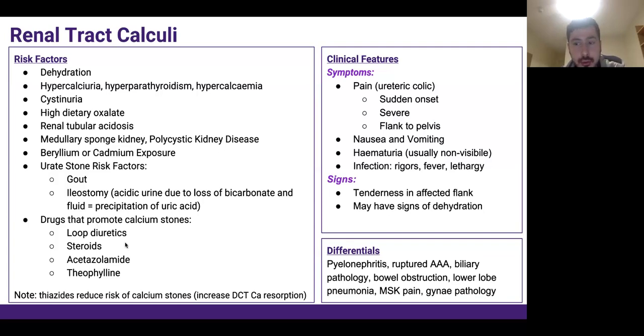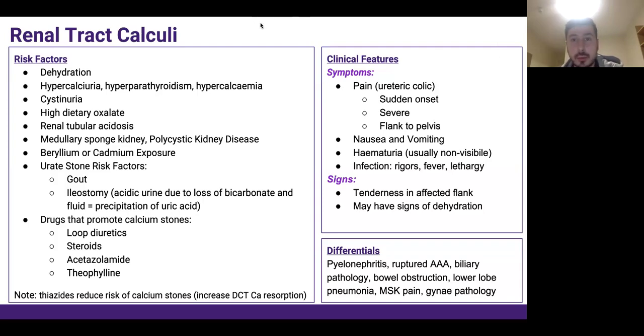So whereas loop diuretics cause more calcium in the urine, thiazide diuretics actually reduce the amount of calcium in the urine because they increase the amount of calcium resorption in the distal convoluted tubule. So thiazide diuretics can form part of the prevention plan for us.